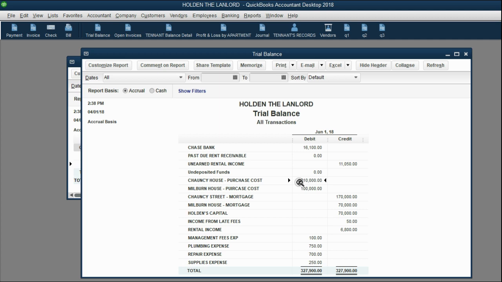You'll probably also notice that the Chauncey Street mortgage showed up in the amount of the actual balance. And you'll also notice that Holden's capital increased to $70,000 from the amount that he invested. And those are the two possible ways that owners of rental property or people who flip houses can buy the house.